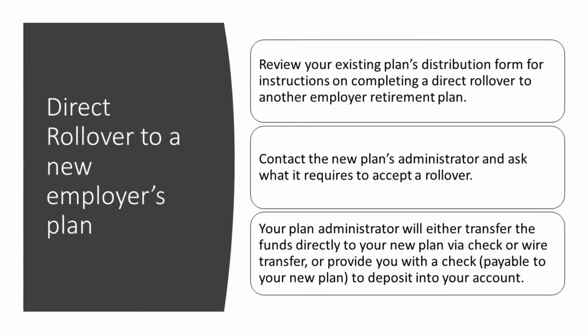First of all, review your existing plan's distribution form for instructions on completing a direct rollover to this new retirement plan. Contact the new plan's administrator and ask them what is required for this rollover, because really every company has a little bit different rules. Now, your plan administrator will either transfer the funds directly to your new plan via check or a wire transfer, and it's payable to your new plan.